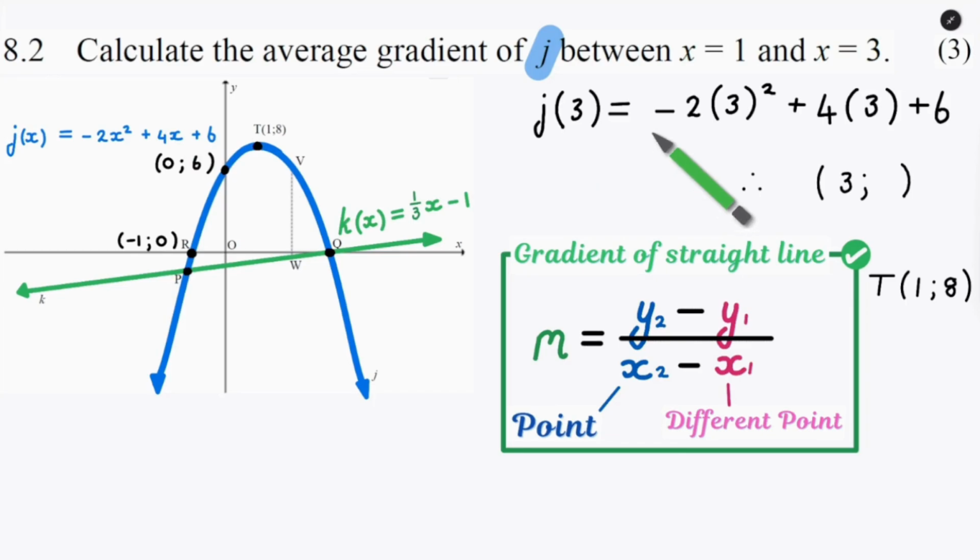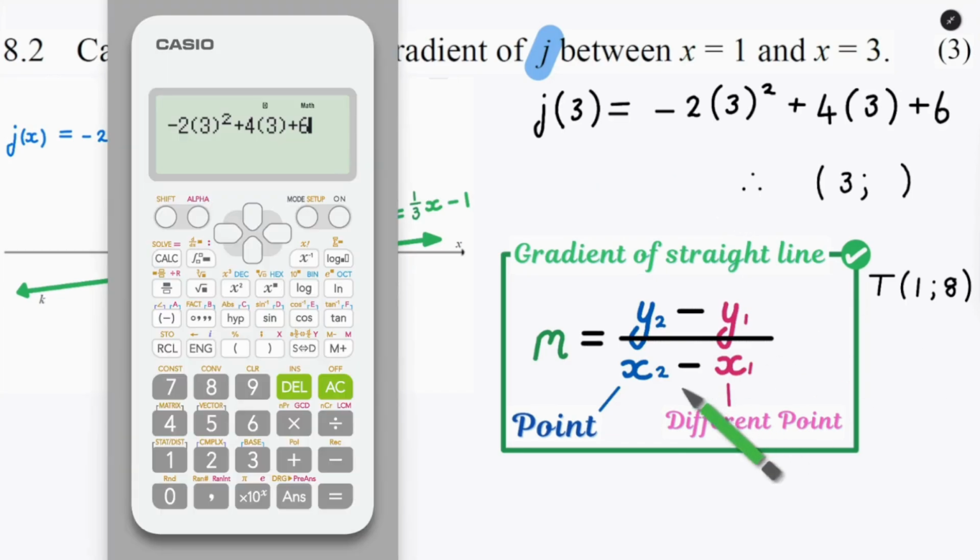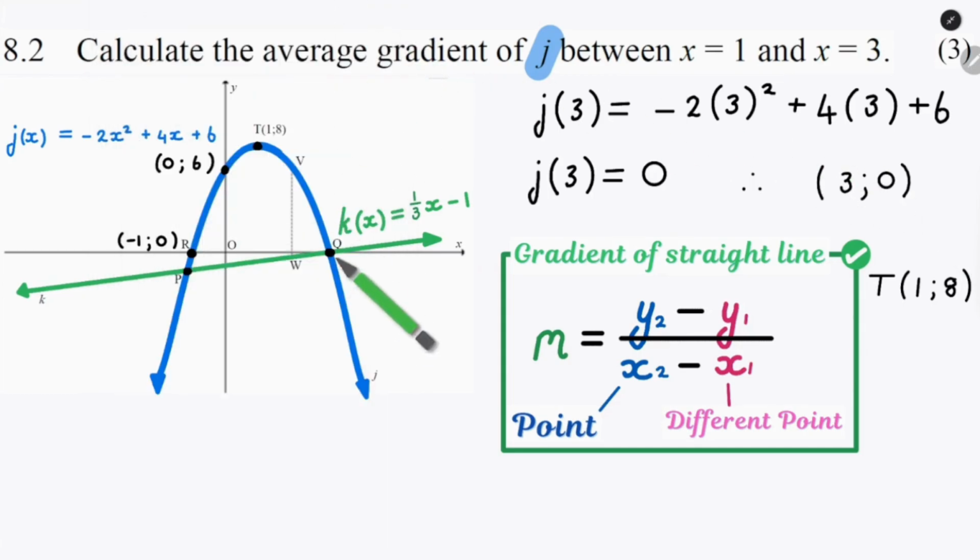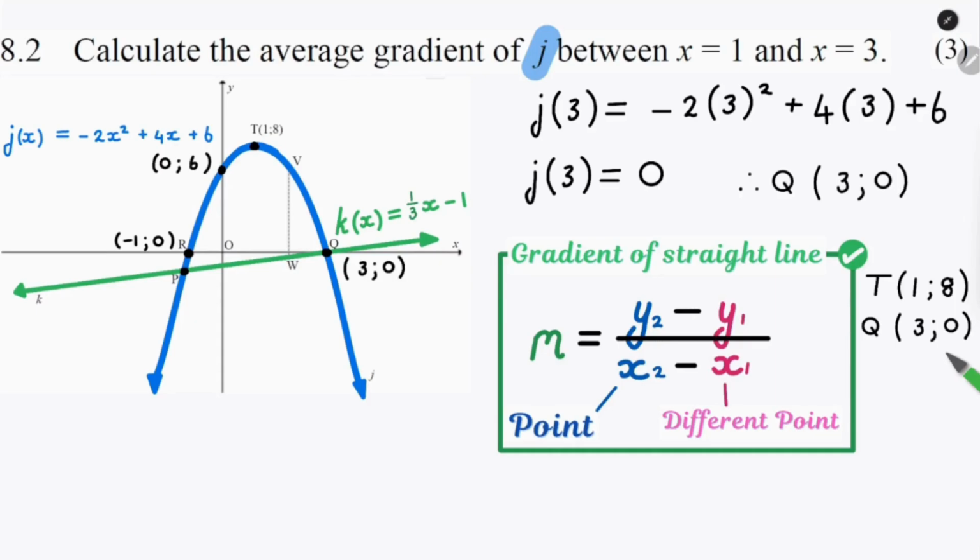Okay, let's go ahead and chuck that in the calculator. Okay, so j of 3 is 0. So that tells me that the y value is 0. So this point is actually the point Q. Okay, so now we know the other points that we will be putting into our gradient formula. So let's chuck these guys in.